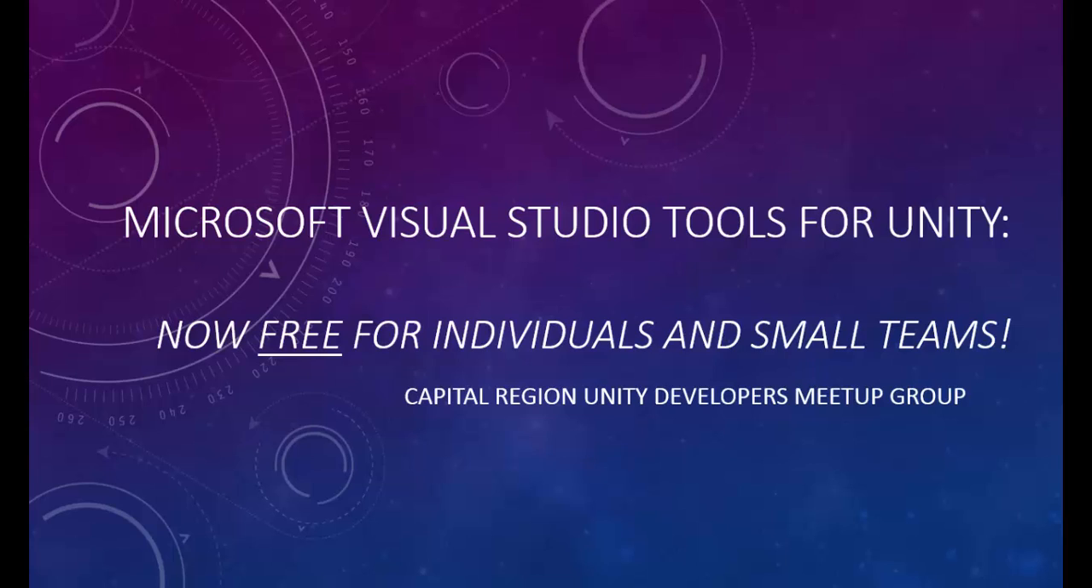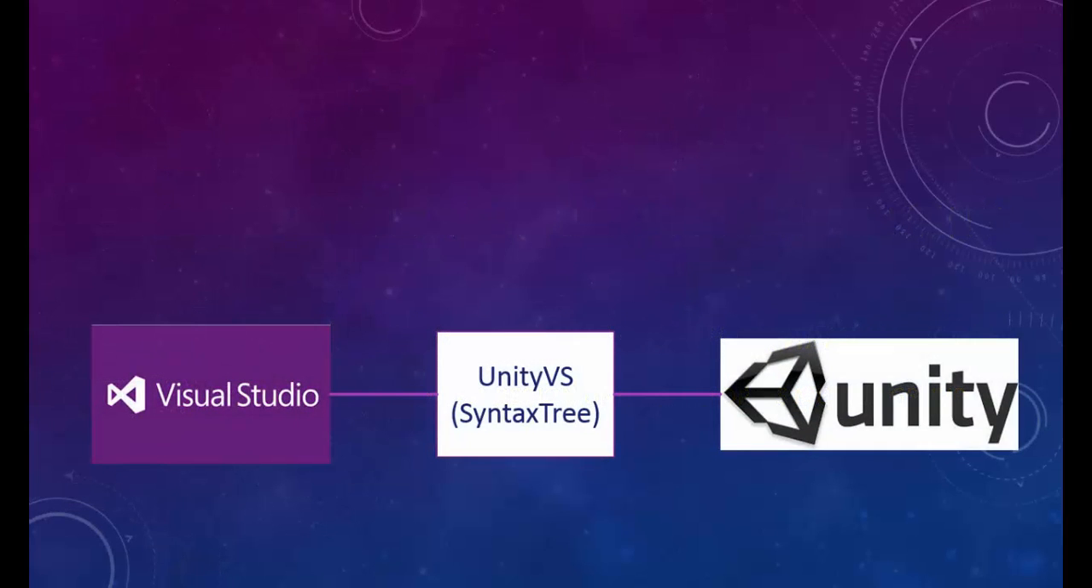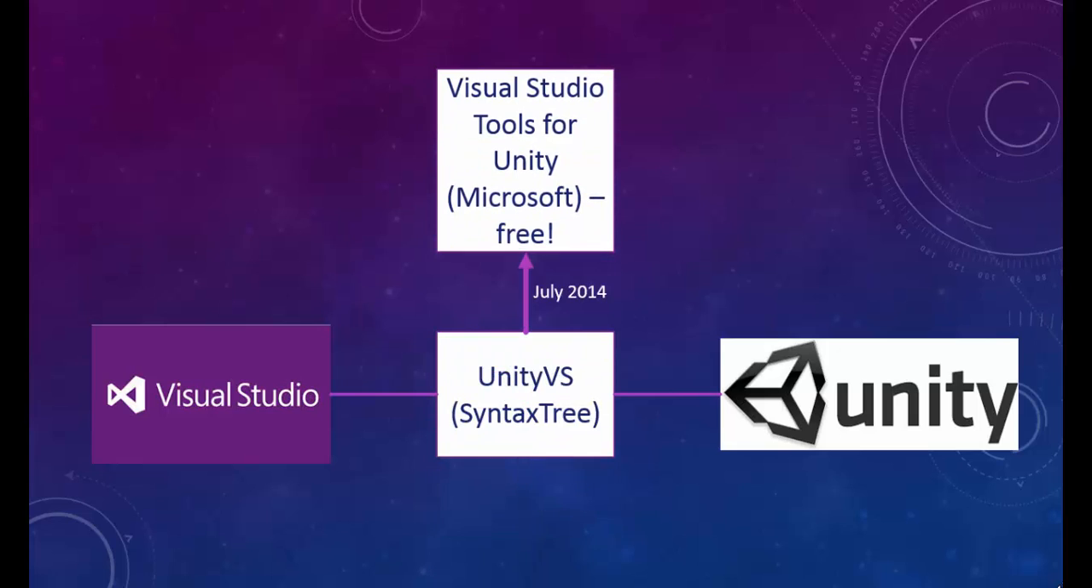This video from the Capital Region Unity Developers Meetup explains how to use Microsoft Visual Studio together with Unity for improved script editing and debugging. Doing this used to require a paid version of Microsoft Visual Studio, along with Unity VS from Syntax Tree, which was also paid software. In July of 2014, Microsoft acquired Syntax Tree and made Unity VS, now called Visual Studio Tools for Unity, available for free.